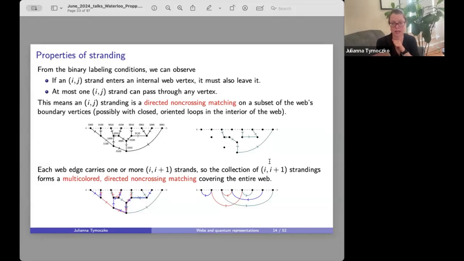If you look on the bottom right at this multicolored non-crossing matching, on the one hand, you have lost some amount of structure from the web graph on the left, but on the other hand, you have gained a certain amount of global structure. So these strandings, which we apparently construct locally, are in fact global objects on the webs.